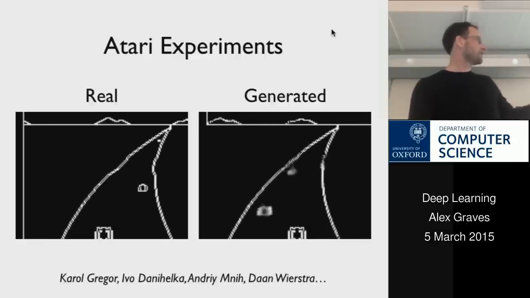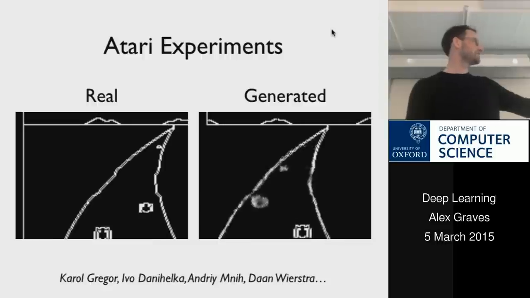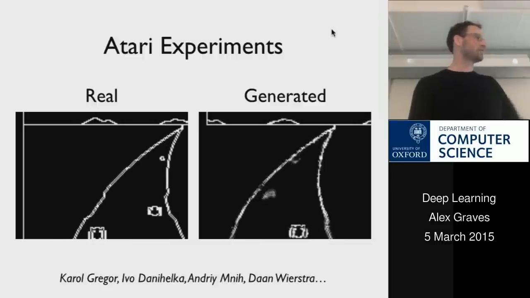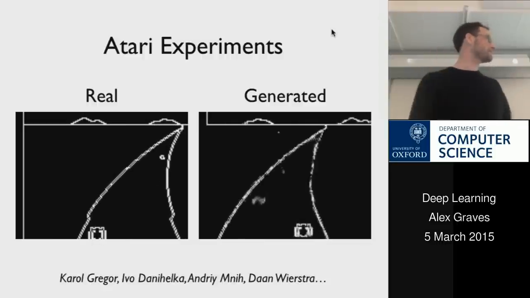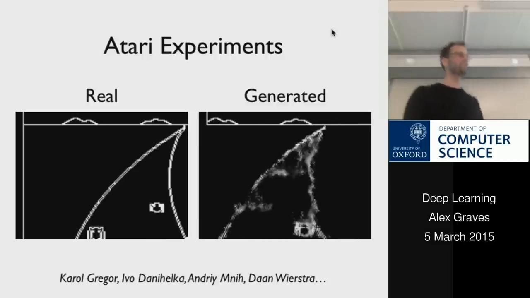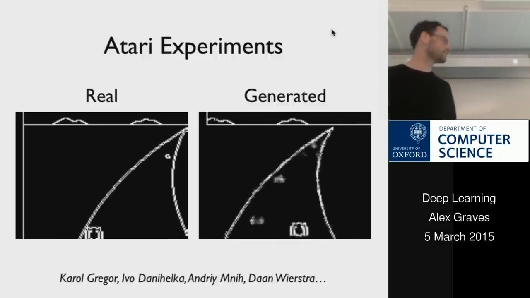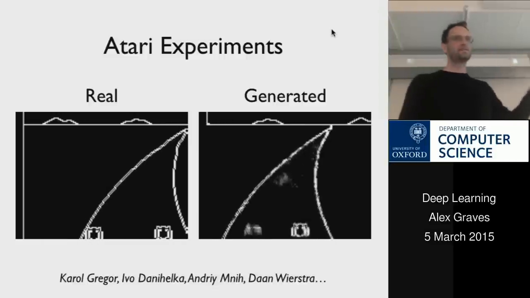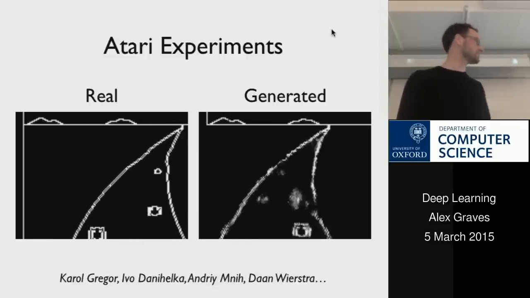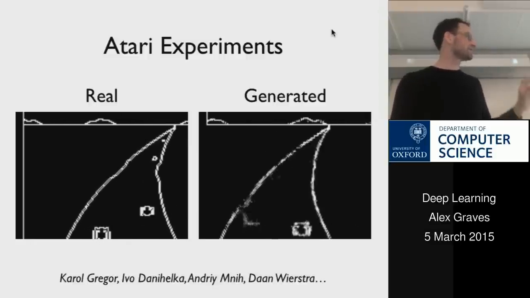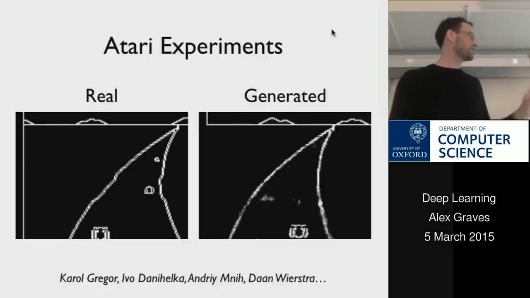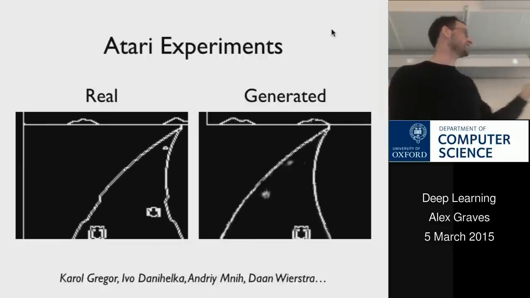Obviously it's pretty primitive compared to modern computer games, but that made it easier to model as well. And on the right is stuff being generated by an LSTM network that's doing the same kind of next step prediction, generating a frame, feeding it in as input, and then generating the next frame. It's a much more complicated generative model that I'm not going to describe, but the basic temporal component is the same. And it's really interesting to see what it does.